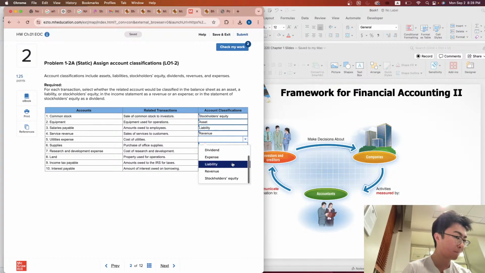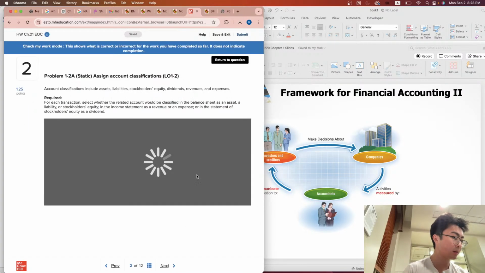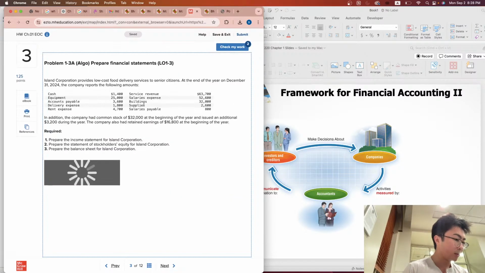Office expense. Yep. Supplies, so this is going to be an asset. Research and development expense, so it's going to be an expense. Land, so it's an asset. Tax payable, it's going to be a liability. Interest rate payable. Okay. All right.